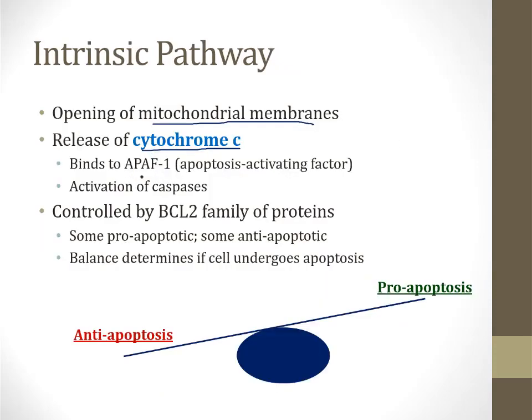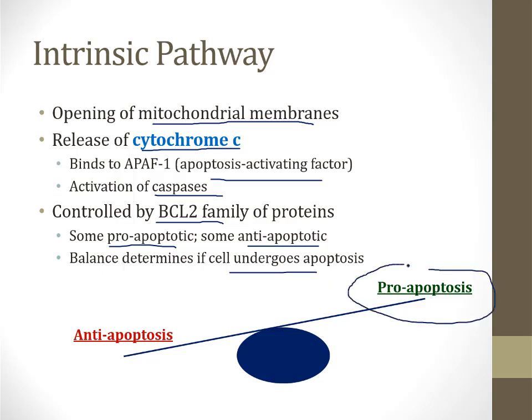What cytochrome C does is it binds to something known as APAF1, or apoptosis activating factor 1, and this can activate caspase enzymes. The ability of cytochrome C to get into the cytoplasm and activate caspases is controlled by a family of proteins called BCL2 proteins. Some of these are pro-apoptotic, meaning they favor apoptosis, and some are anti-apoptotic. And the balance of activity determines whether a cell undergoes apoptosis. So if the pro-apoptosis proteins are more active, then the cell will undergo apoptosis. If the anti-apoptosis proteins are more active, then the cell will not undergo apoptosis.